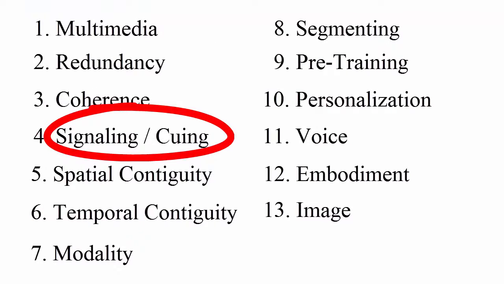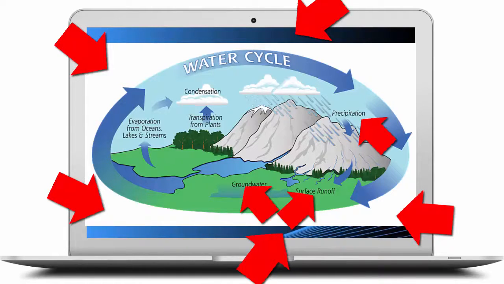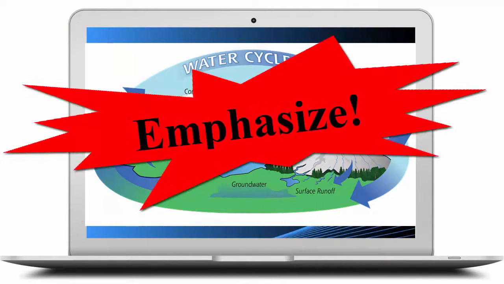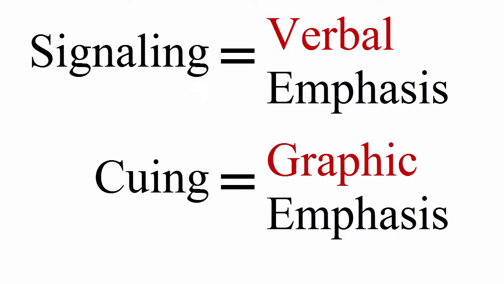Signaling and cueing principle. The idea behind the signaling and cueing principle is that if you can't eliminate the irrelevant information from your material, emphasize what's important. You can do that verbally or graphically. For technicality, by signaling, we mean verbal emphasis, and by cueing, we mean graphic emphasis.